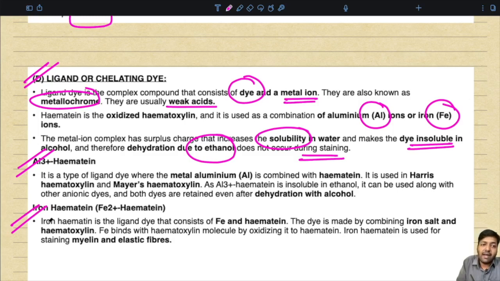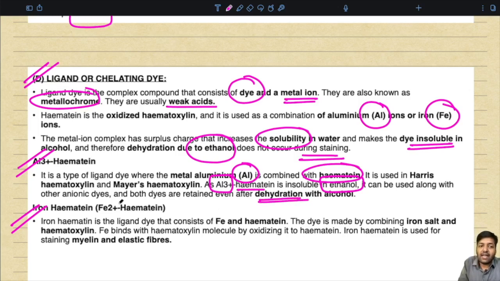Now aluminium hematine is a type of ligand dye where the metal aluminium is combined with hematine. It is used in Harris hematoxylin and Mayer's hematoxylin. As this particular metal and dye complex is insoluble in ethanol, it can be used along with other anionic dyes, and both dyes are retained even after dehydration with alcohol. That is why they are used for staining.